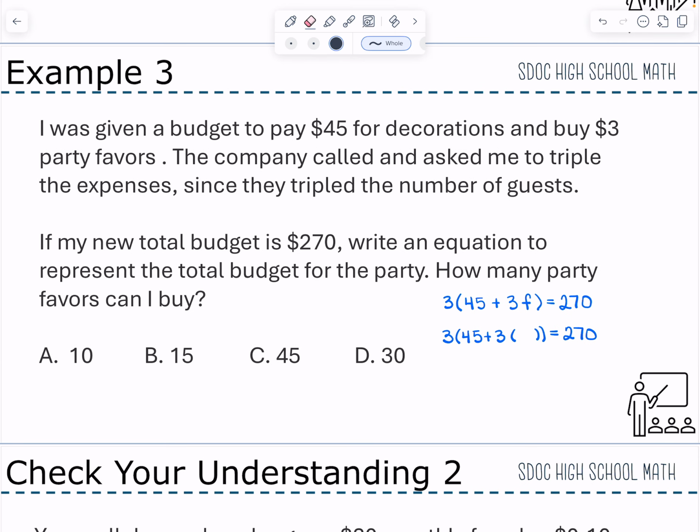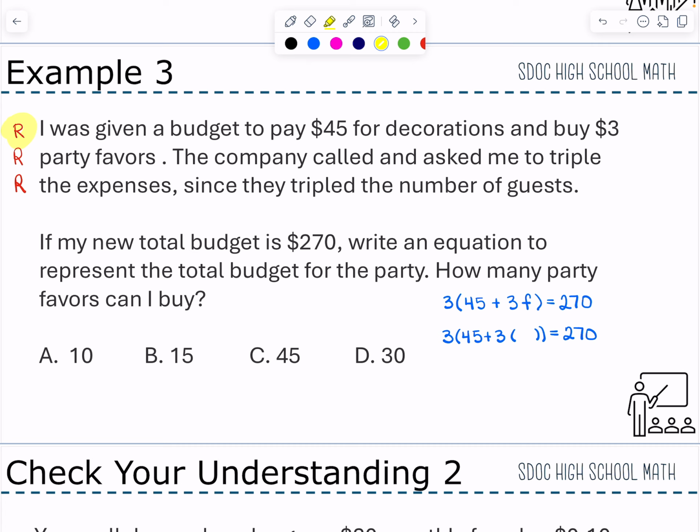On example number 3, I was given a budget to pay $45 for the decorations and buy $3 party favors. The company called and asked me to triple the expenses since they tripled the number of guests. If my new total budget is $270, write an equation to represent the total budget for the party. How many party favors can you buy?